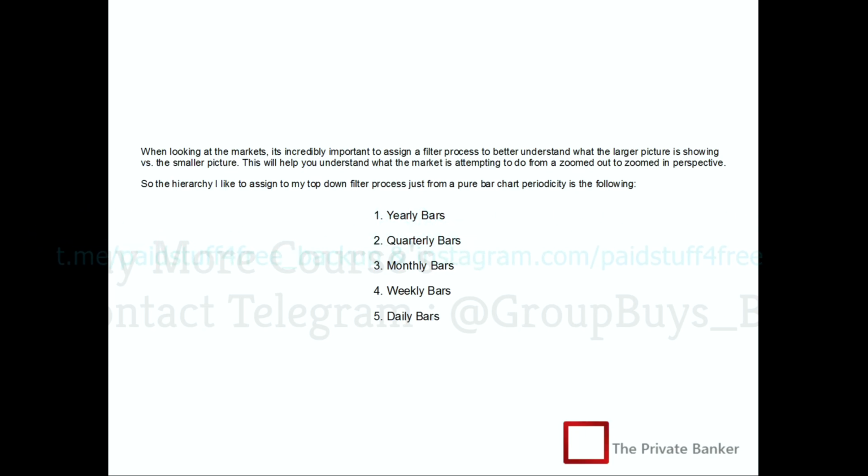So the hierarchy I like to assign to my top-down filter process, just from a pure bar chart periodicity, is the following. I first like to look at yearly bars, quarterly bars, monthly bars, weekly bars, and then lastly daily bars. From time to time I will look at smaller time period or volume-based bars, and I'll show this later in this presentation. But the idea here is to really just look at what the real big picture is showing us and bring that closer and closer into more detail.